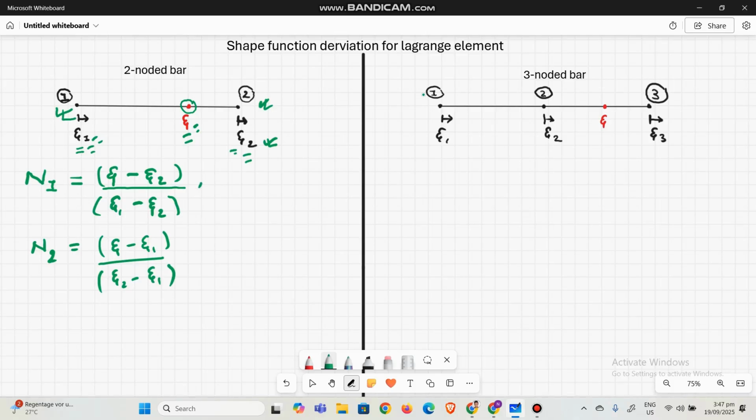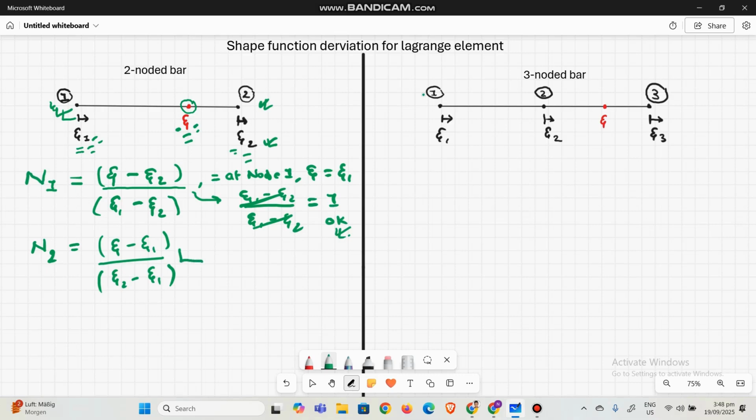So let's just check our shape functions. We derived the shape function n1. Now we are going to check. For example, the value of the shape function n1 at node 1 should be equal to 1. So at node 1, what is the value of xi? Xi is equal to xi1, right? So if we put it in this formula, what we get is xi1 minus xi2 divided by xi1 minus xi2, and it results in 1. So it's okay.